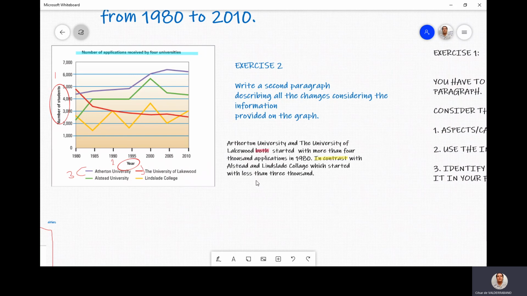This is exercise number 2. Just wait for more information in the next part. We're going to have the third part. Let's get it.